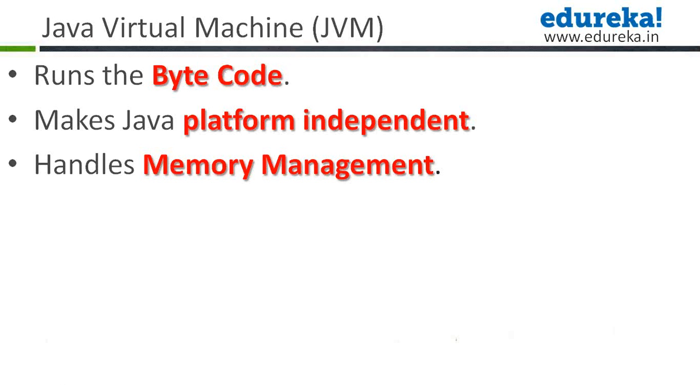To add something, I'd like to tell you JVM is actually a machine dependent component. Like for Windows, JVM is different. For Mac operating system, JVM is different. And for Linux, there's a different JVM. But they all have one common property, that is they can understand bytecode. They can convert the bytecode into a language that could be understood by that particular machine.